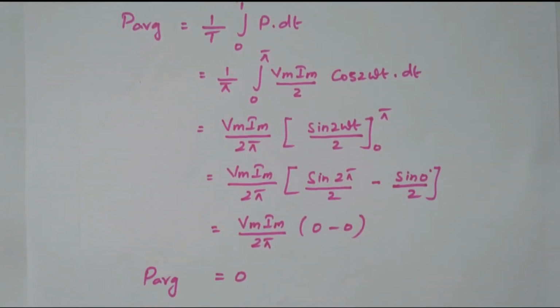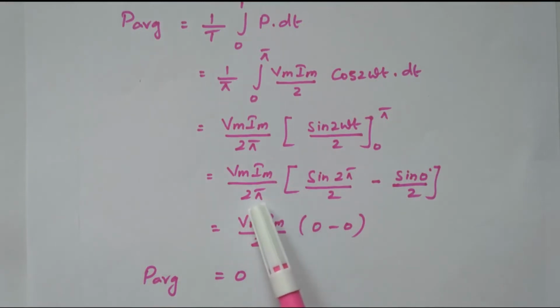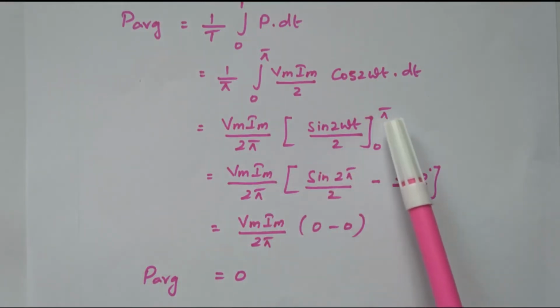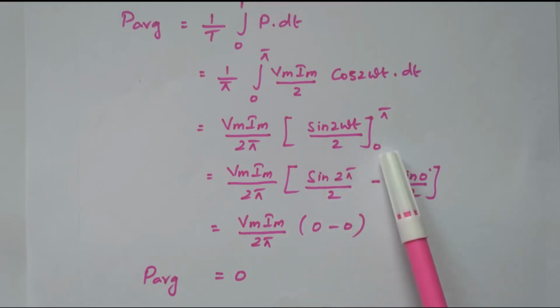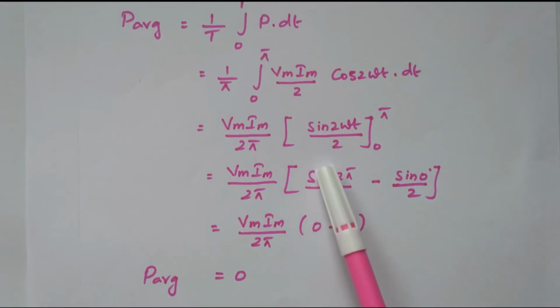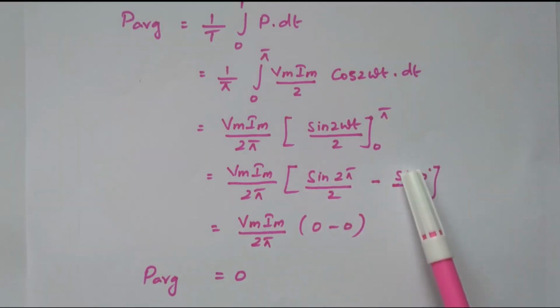Now we'll substitute the limits. So Vm Im divided by 2 pi, substituting the upper limit, sin 2 pi divided by 2, minus the lower limit, sin 0 by 2. The sin 2 pi value is 0, and sin 0 is also 0. So totally the power is 0. The average power in the capacitive circuit while applying AC voltage is 0.